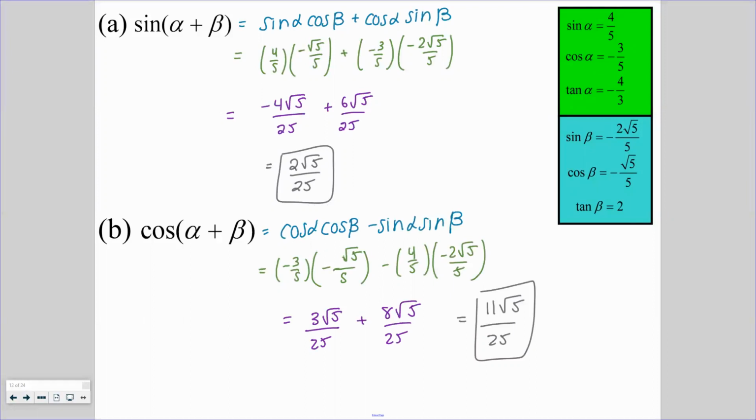Okay. Expansion for the cosine of a plus b is cosine, cosine, sine, sine. Cosine starts with a C, so does the word change, so we have to change the sign. Final answer here, when you simplify everything, it should be 11 root 5 over 25. All right, guys, any questions before we move on to the last example for today?